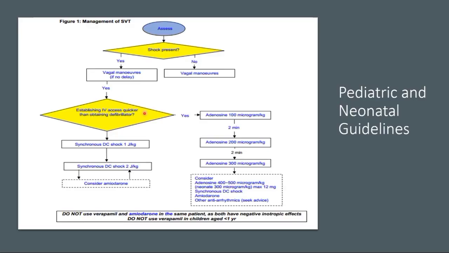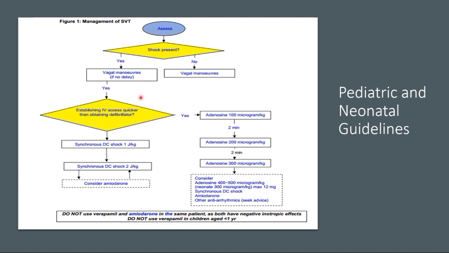This is an example of supraventricular tachycardia, in which the heart rate is more than 200 beats per minute. In this diagram, you are seeing the management of SVT. Initially, the patient comes with SVT. You have to assess the patient. Is there shock present or not? We know the signs of shock, right? Tachycardia, cold peripheries, increased CRT, normal or low blood pressure, and other signs as well.